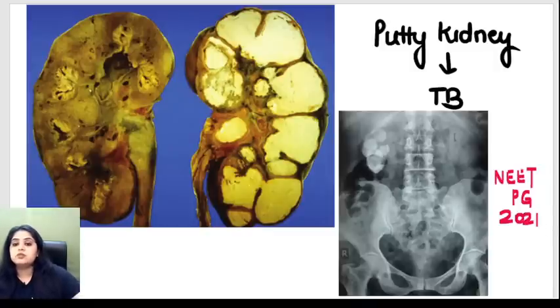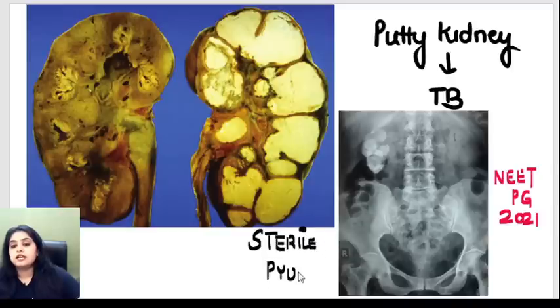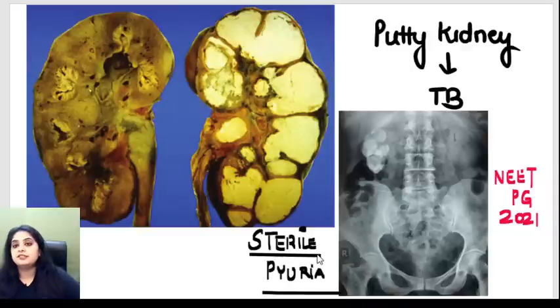There was a patient who was suffering from sterile pyuria. So the urine was showing sterile pyuria, meaning that there was pyuria, that is pus cells, present in the urine, but there were no bacteria seen in the urine. The bacteria were not showing growth on the culture media. That is something that you see in case of TB. And what does TB lead to in the kidney? It leads to putty kidney.